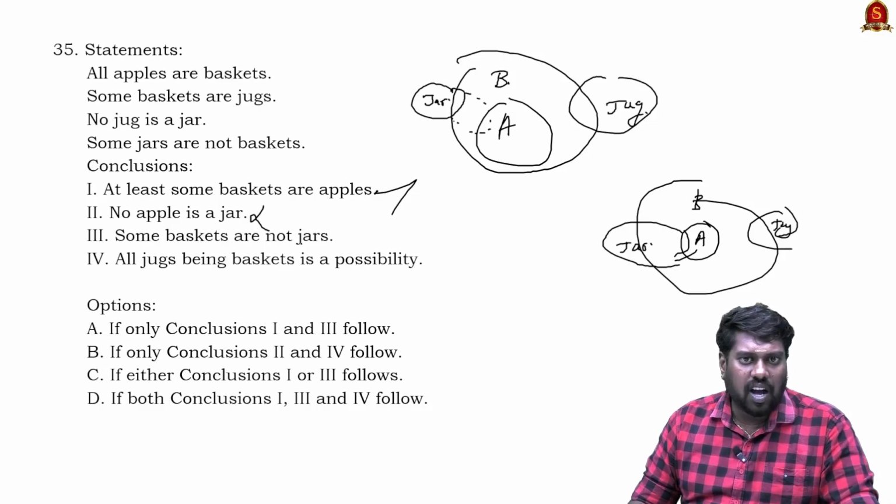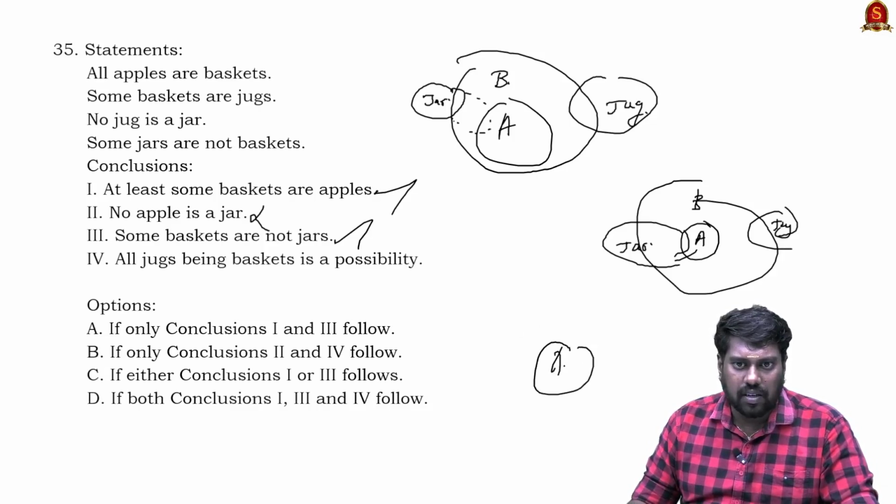Some baskets are not jars. See here, some baskets are there which are not jars. Jars is only a small part of the basket, so some parts of baskets are there which are not jars, so it is also true. All jugs being basket is a possibility. So see here, it is mentioned that some jars are not basket, yes or no, with some jugs. So it is mentioned that some baskets are jugs, not some jugs are baskets.